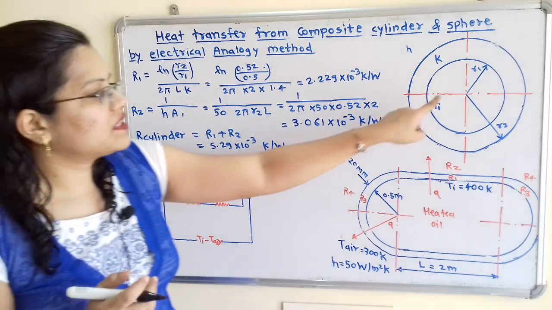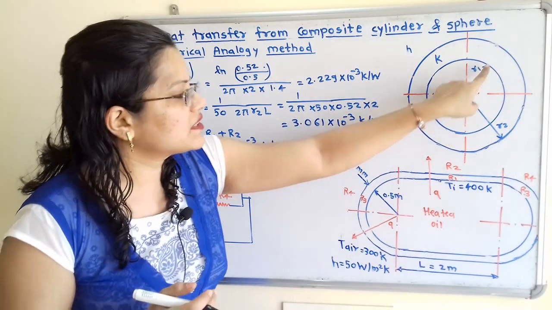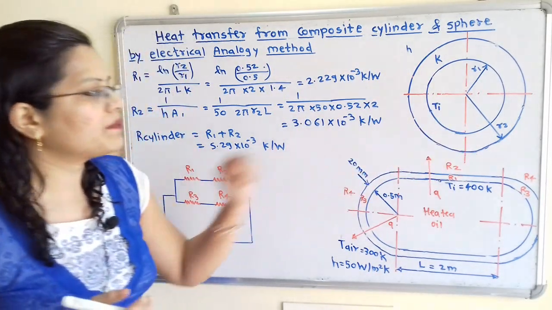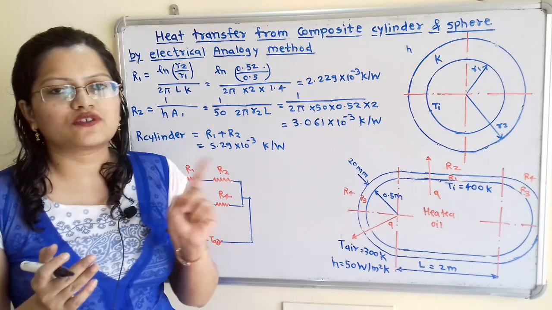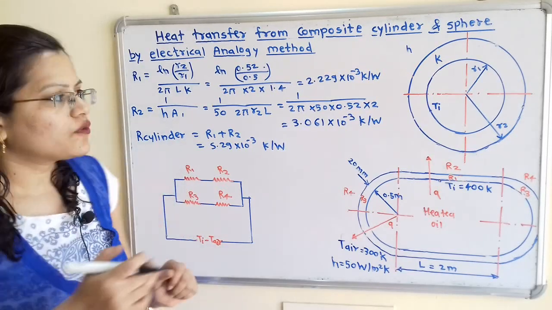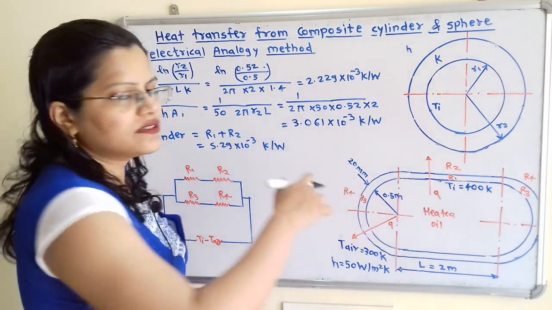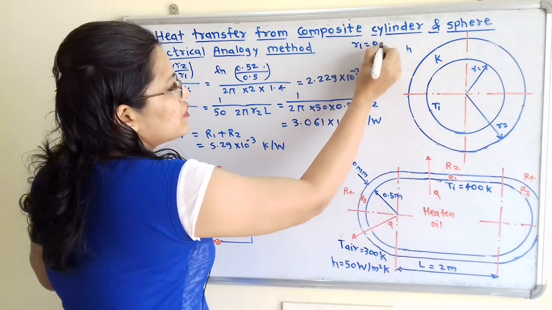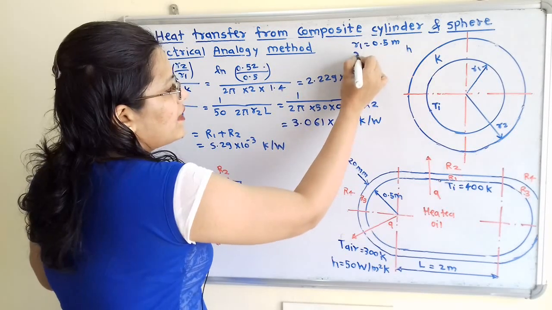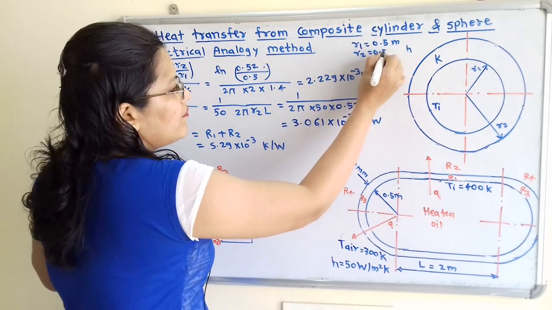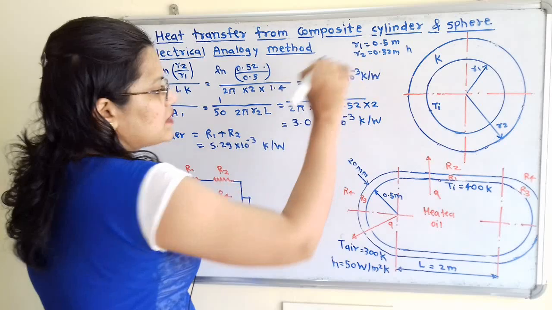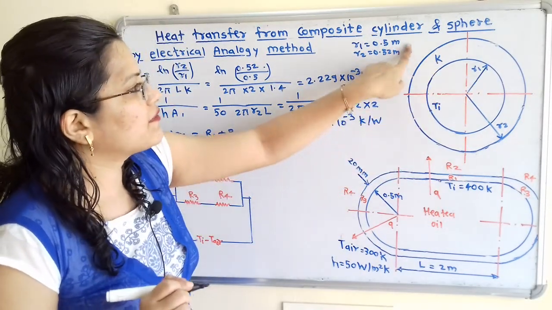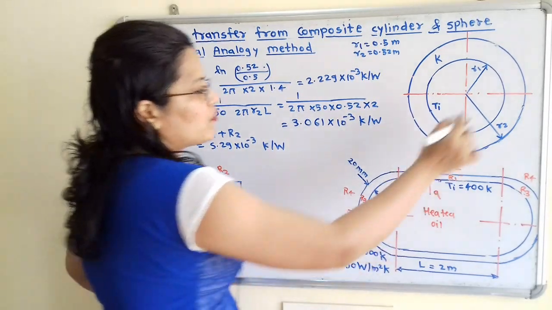So we have to mention here the radius R1. What is the radius R1? That is 0.5 meter. Now this thickness is 20 millimeter, that is 0.02 meter. So we have to add 0.5 plus 0.02. So R1 is equal to 0.5 meter and R2 is equal to 0.52 meter. So these are the radii R1 and R2, where conductivity K is given and the convective heat transfer coefficient H is also given.